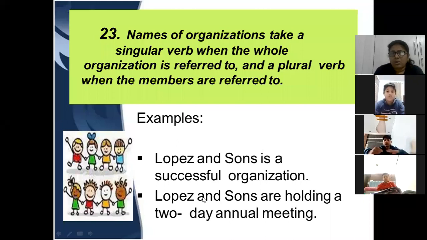But when we are talking individually about the members, like here, Lopez and Sons are holding a 2-day annual meeting. Here we are talking about two individual members, Lopez and Sons. And here, they have named their organization as Lopez and Sons, so this is singular, whereas here two members are holding a 2-day annual meeting. So we have used the verb "are" here.